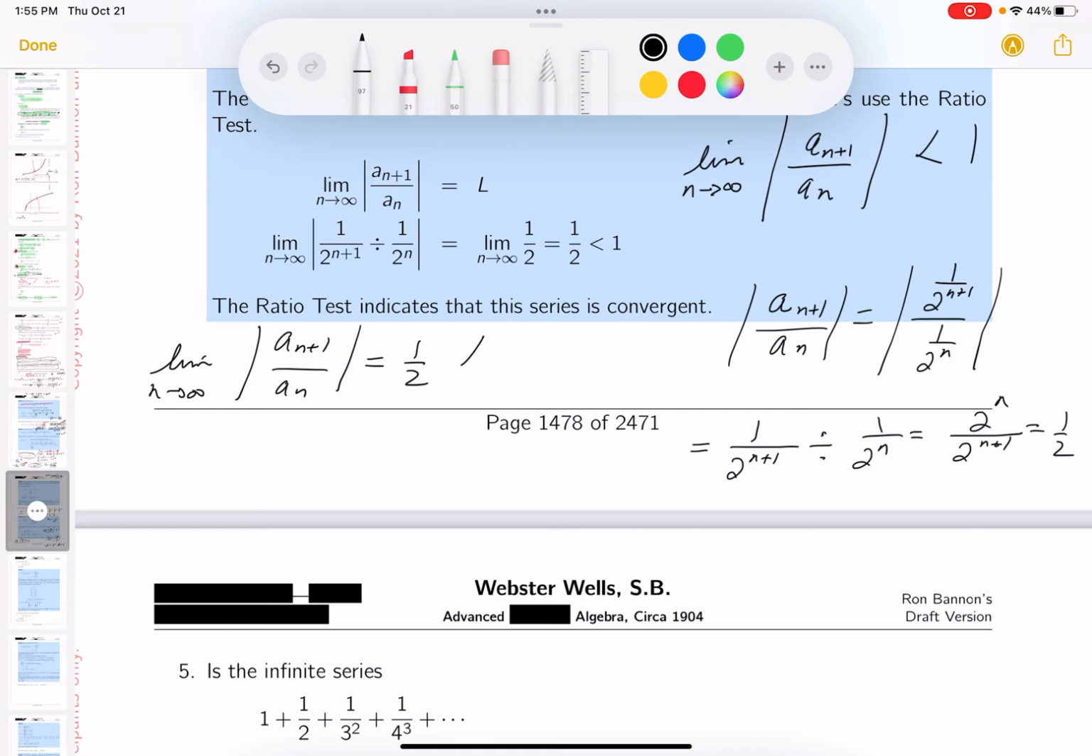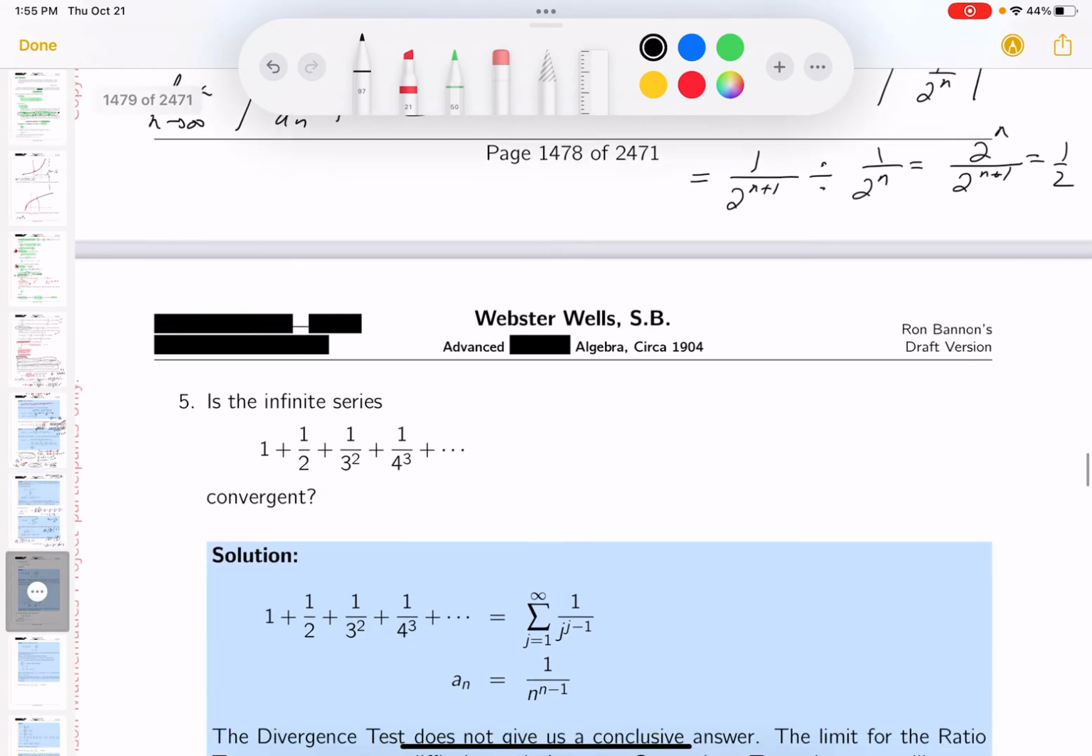Now 1/2 is clearly less than 1. All right, so what do I know about this thing? By the ratio test, the series converges. That's good to know. All right, let's go to the next one, number 5.